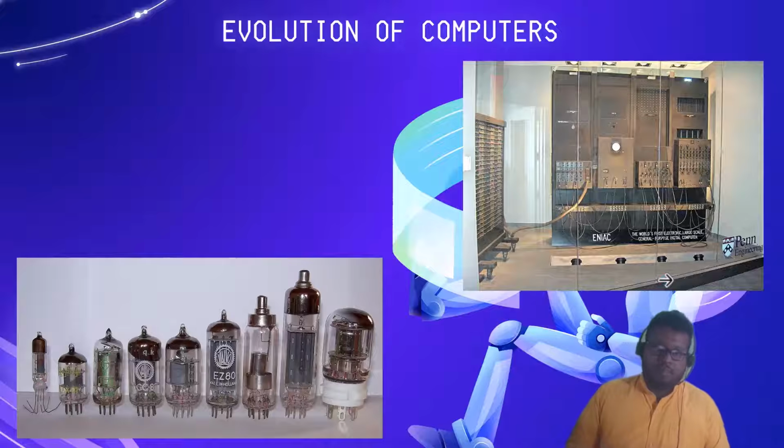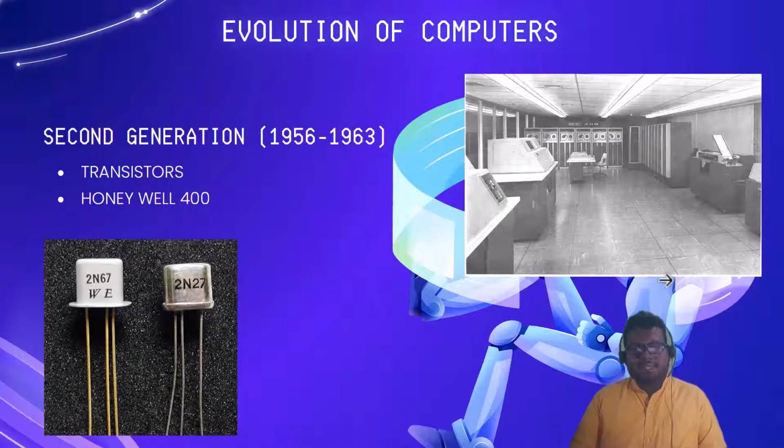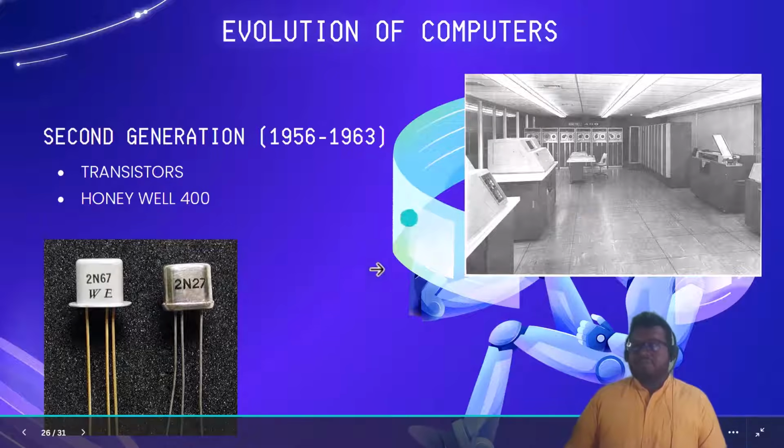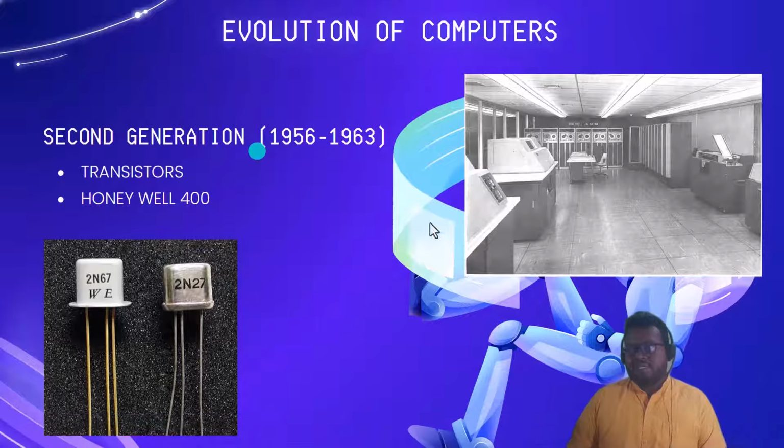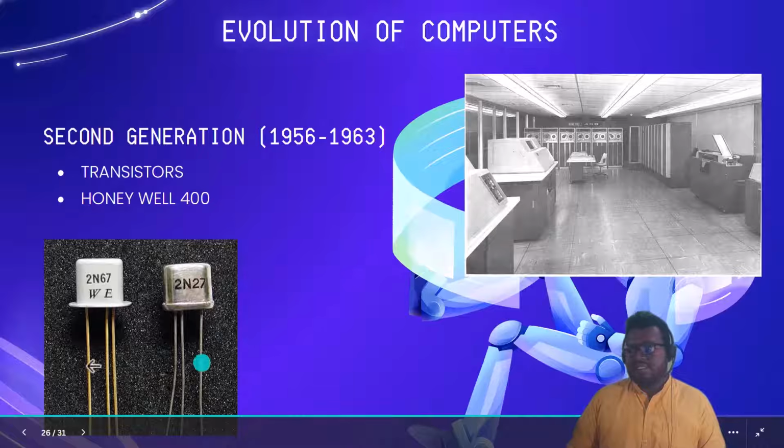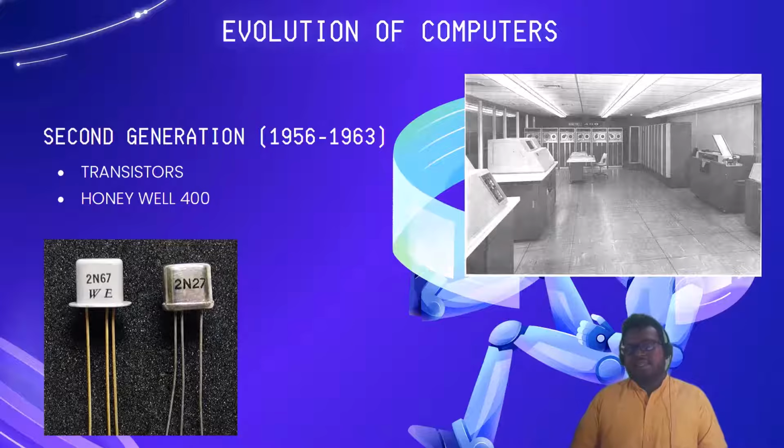Now, second generation. Second generation is from 1956 to 1963. In this era, inventors introduced transistors. What are transistors? See this image. This is a transistor. And in this era, the Honeywell 400 was the famous computer.